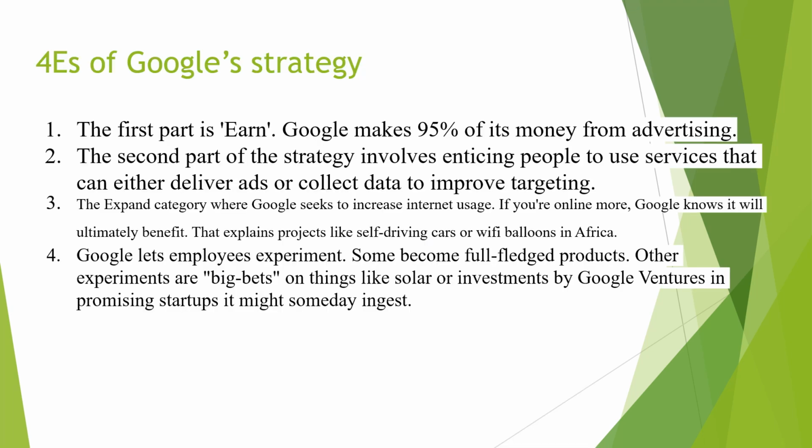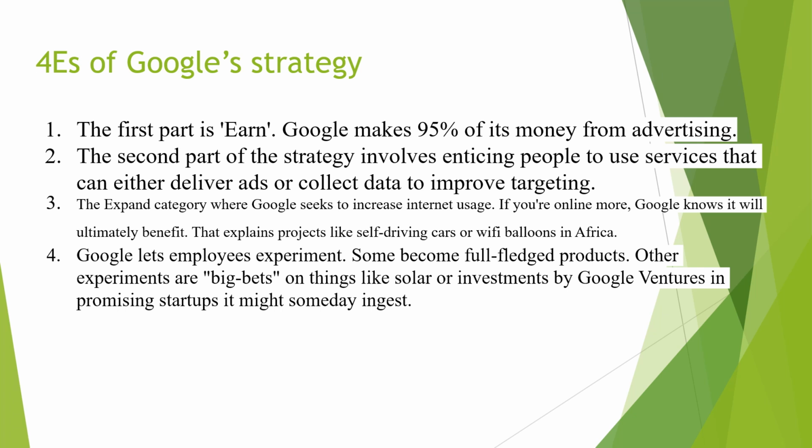Engage means Google focuses on engaging users through high quality products and services, ensuring that users remain loyal and active on its platform. For example, Search, YouTube, Gmail, those things we give top priority when we are using those kinds of applications. We are using these Google products, right? So automatically it keeps on engaging the user, customer or stakeholders. The first part is, yeah, Google makes 95% of its money from advertising.